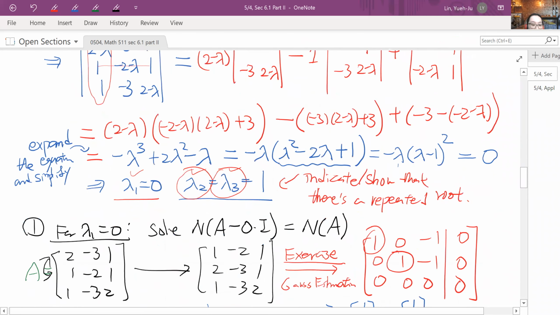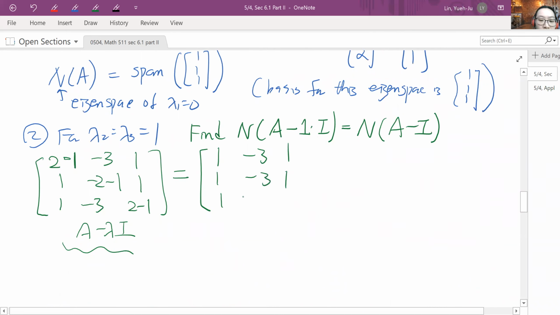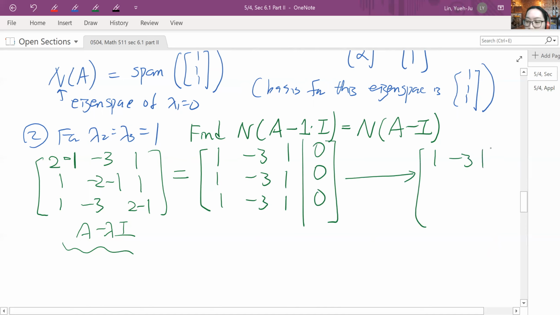Okay, so this is A minus lambda I. Let me first find out what this is. So this should be 1, -3, 1. Oh, okay, turns out to be very easy. A minus lambda I turns out to be three identical rows, right? So if you want to solve the null space, it really reduces to, you can directly see it, I don't need to say what I'm going to do. It's really just one row left. You do the reduction. Okay, so reduction.